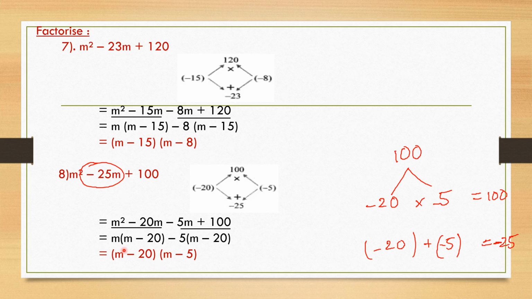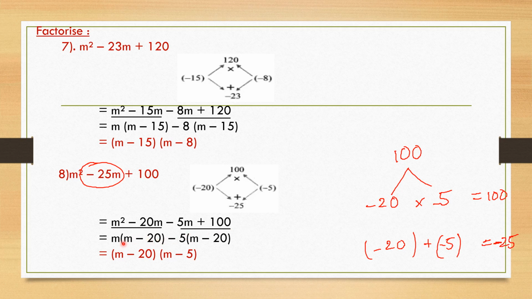So we'll start solving the sum. So it is m square. In place of the middle term, we'll write our two new terms, m square minus 20m minus 5m plus 100. Then we do the pairing, m square minus 20m minus 5m plus 100.